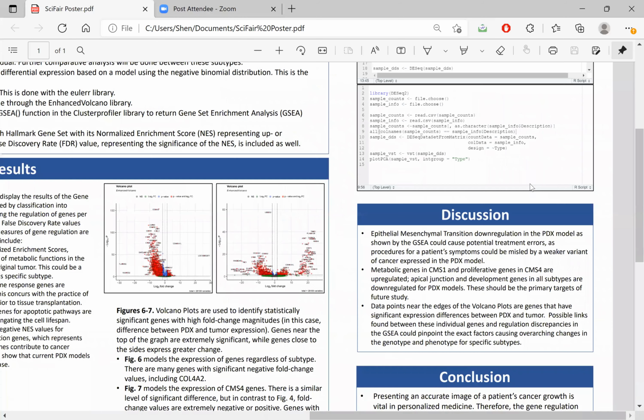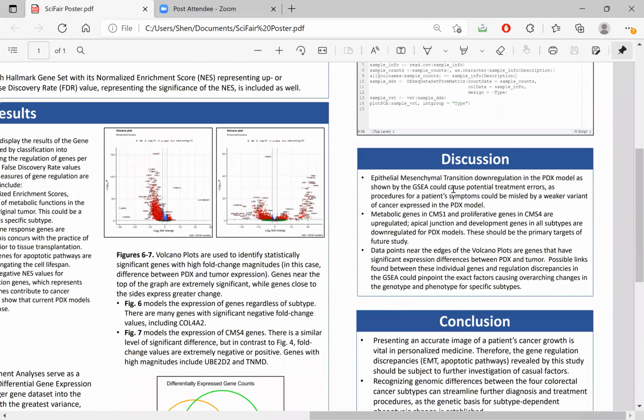So using these results, we can see that, as I said before, epithelial mesenchymal transition downregulation in the PDX model could cause potential treatment errors. Also, apoptotic functions have discrepancies in regulation that also would affect the treatments, which is potentially dangerous because the treatment results in the model are not equivalent to the ones that could be used for the patient.